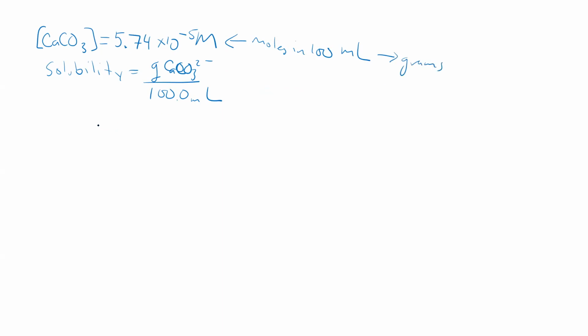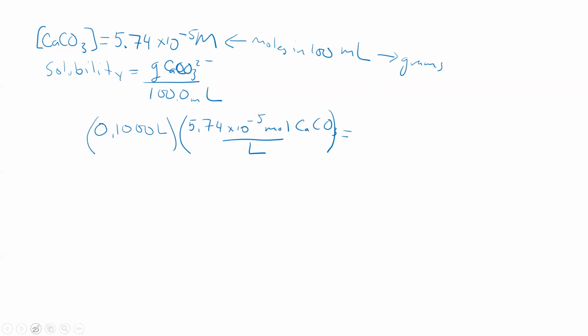I start out and say, well, in 100 milliliters, which is 0.1000 liters, times 5.74 times 10 to the minus 5 moles of calcium carbonate per liter. Cross out my units. Should be left with 5.74 times 10 to the minus 6 moles of calcium carbonate.